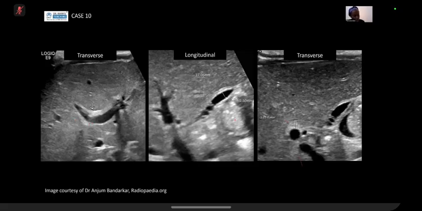The other signs that complement the diagnosis are if your gallbladder is abnormal. You can either get an absent gallbladder, you can get a small gallbladder, you can get an irregular gallbladder.